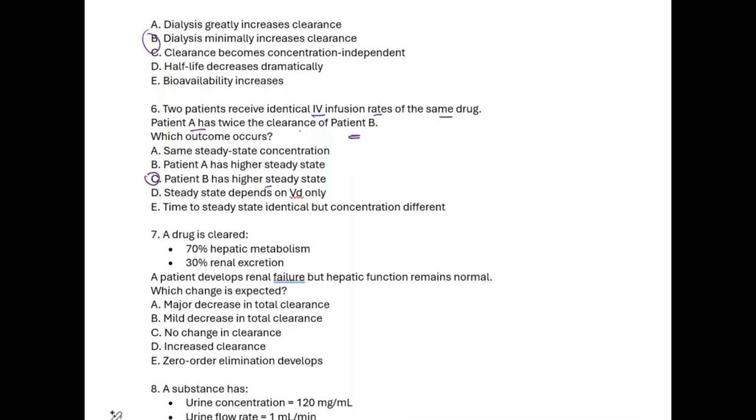Because if you remember from our formula, the steady state equals the infusion rate divided by the clearance. So if the clearance is high, the steady state concentration will be what? Will be decreased. And that's why patient B will have a higher steady state.